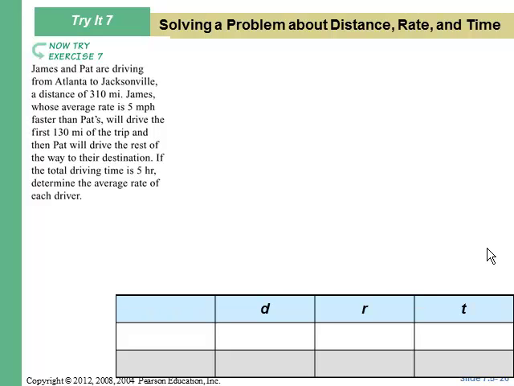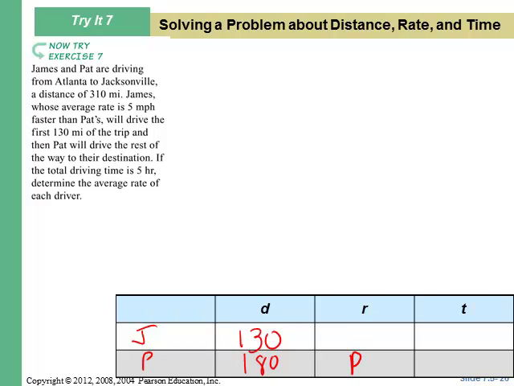Okay, try this one. James and Pat are driving from Atlanta to Jacksonville, a distance of 310 miles. James, whose average rate is 5 miles an hour faster than Pat's, will drive the first 130 miles of the trip. Then Pat will drive the rest. 130 away from 310 is 180. If the total time is 5 hours, the rate is, he's 5 miles per hour faster than Pat.